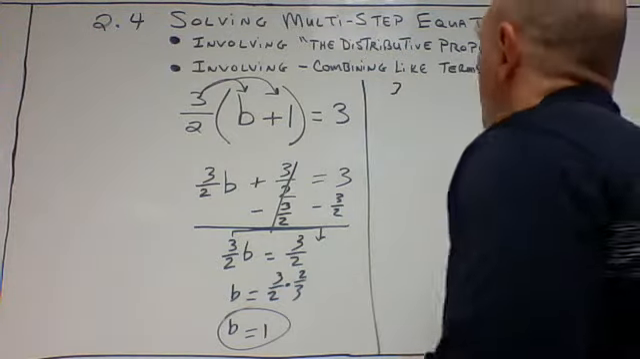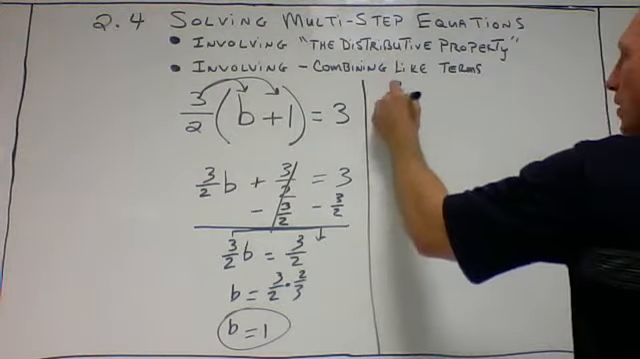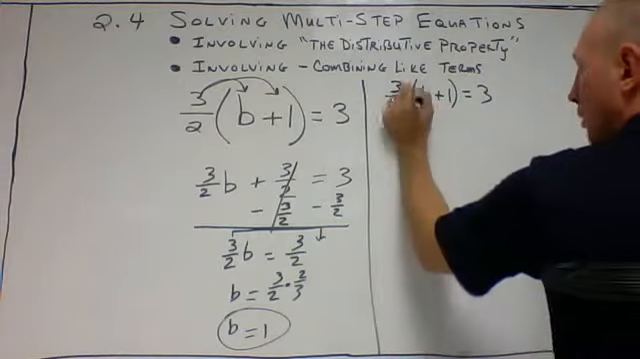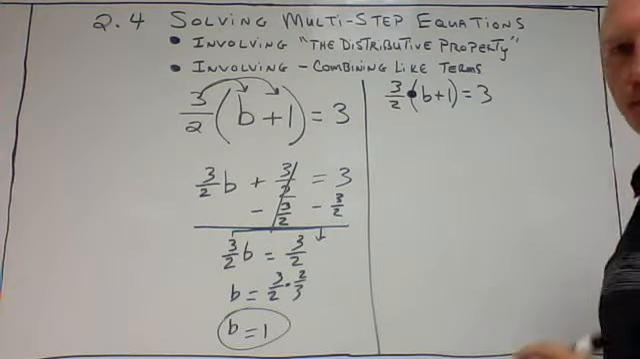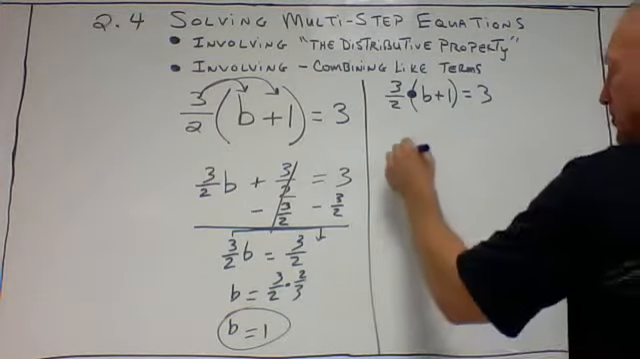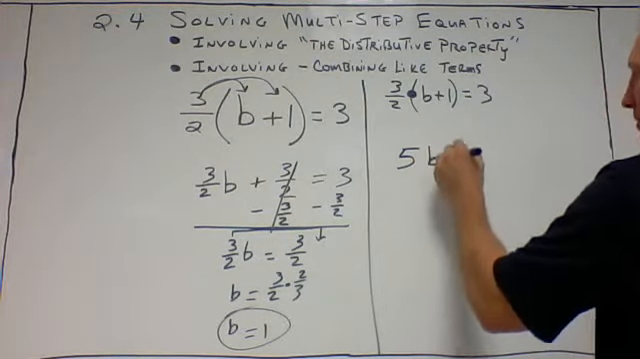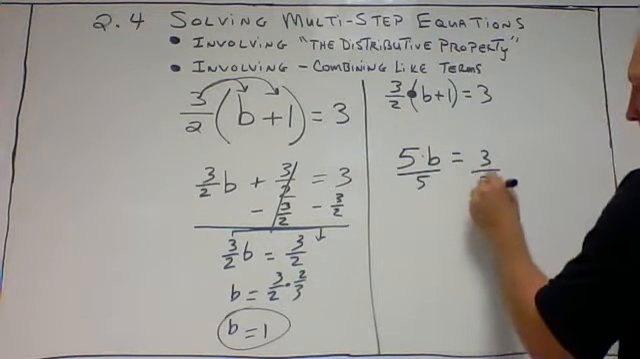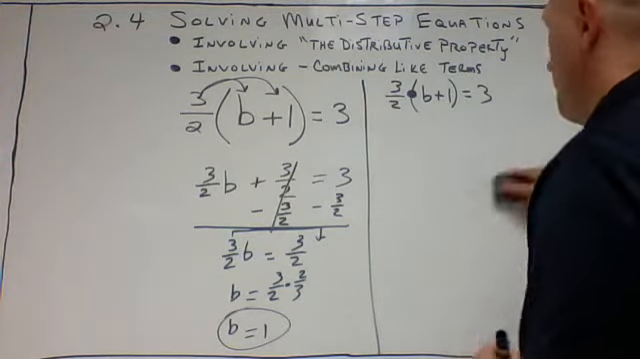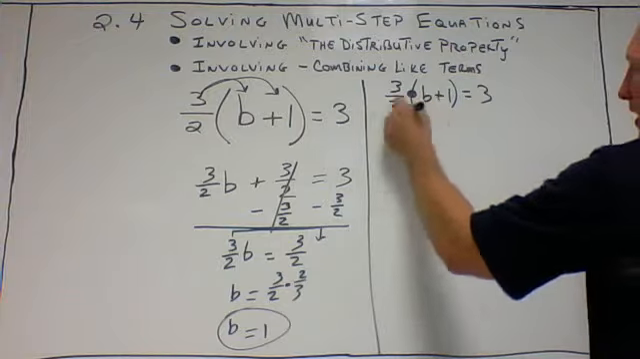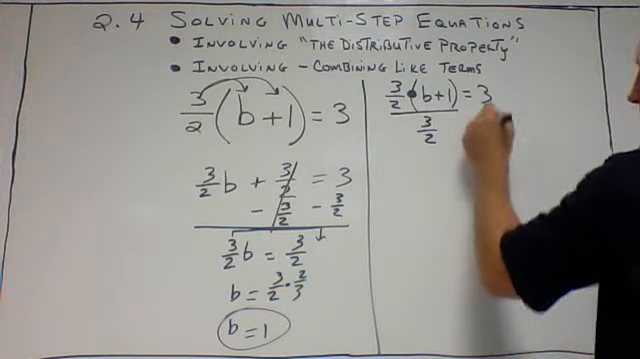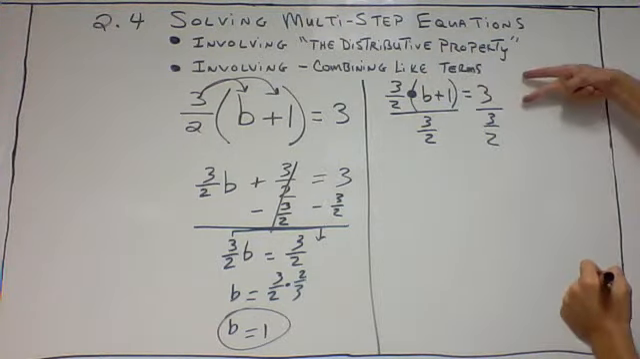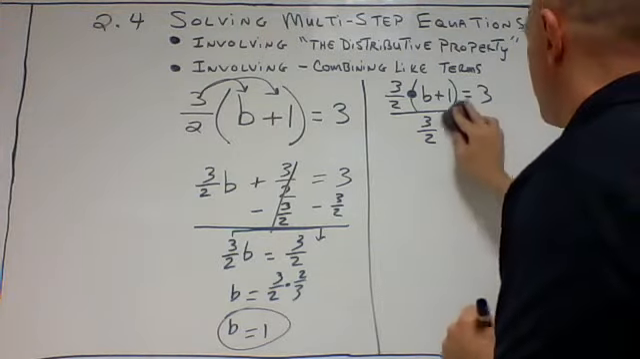3 over 2 (b plus 1) equals 3. Over-exaggerating that I have multiplication here, if I have some number times a variable equal to a number, the inverse operation of multiplication is division. I would divide both sides by that number. So if I'm allowed to do it there, I'm allowed to do it here. So if I divide both sides by 3/2, I can write it this way, or I can do that quick pick up and flip method. So I'm going to do that because it's a little bit less to write.